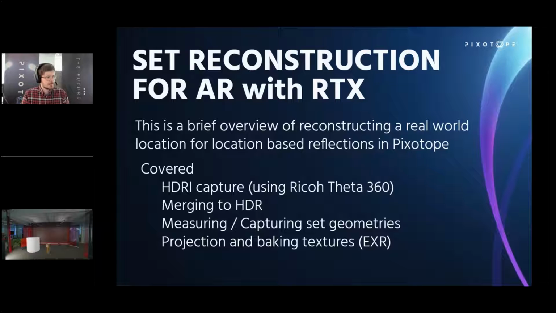We're going to cover HDRI captures using the Ricoh Theta 360, which again is the camera we just looked at, this one here. How you merge these different images to an HDR, because our camera doesn't do HDR by default. We have to generate it with a bit of post-processing, as well as how you measure and capture your set geometries, and how you finally project and bake these textures using EXR.